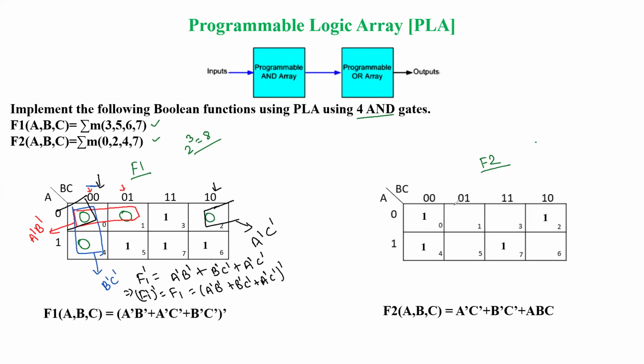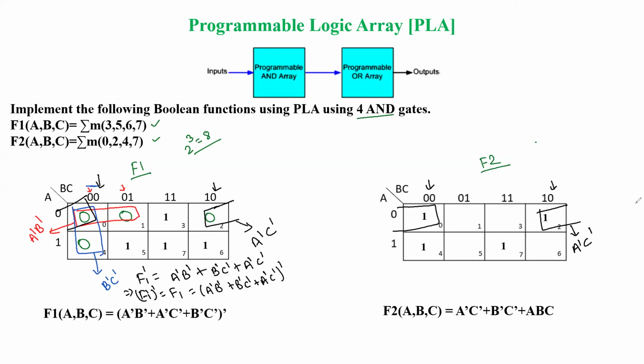Now similarly we look for F2. In F2, what pairs are possible? If you see, min term 0 and min term 2 are going to give us one product term. Row wise the common is A dash, column wise the common is C dash. So we have A dash, C dash.